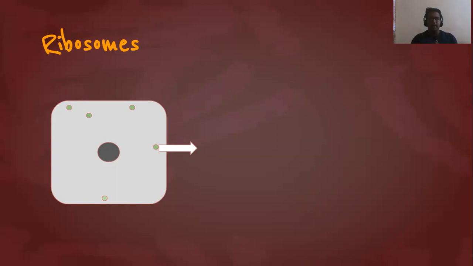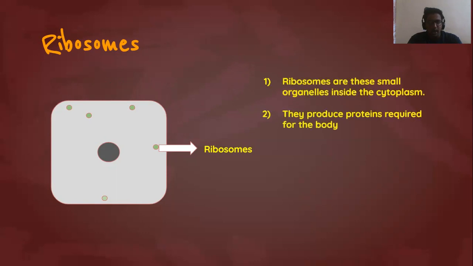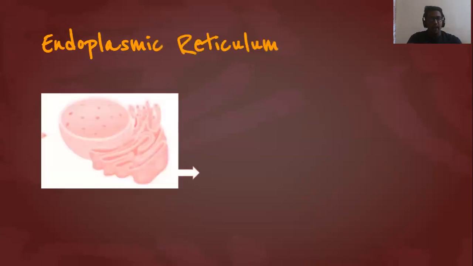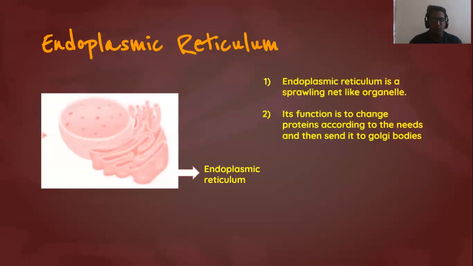और एनिमल सेल एंड प्लांट सेल में दोनों सेम है. These three are same in both these cells. इनमें कुछ डिफरेंट नहीं. There are ribosomes which are small organelles which produce proteins as it was in plant cells, so I won't waste much time here. Then there is endoplasmic reticulum. Endoplasmic reticulum वहां पे भी था. It is a sprawling net-like organelle. You would have written it down there.